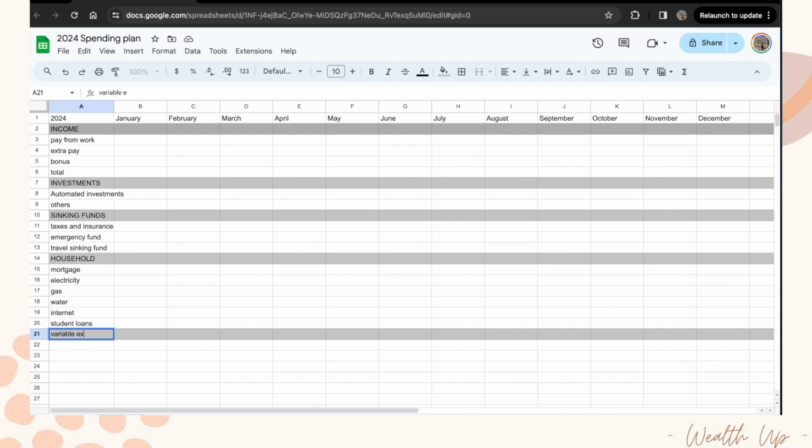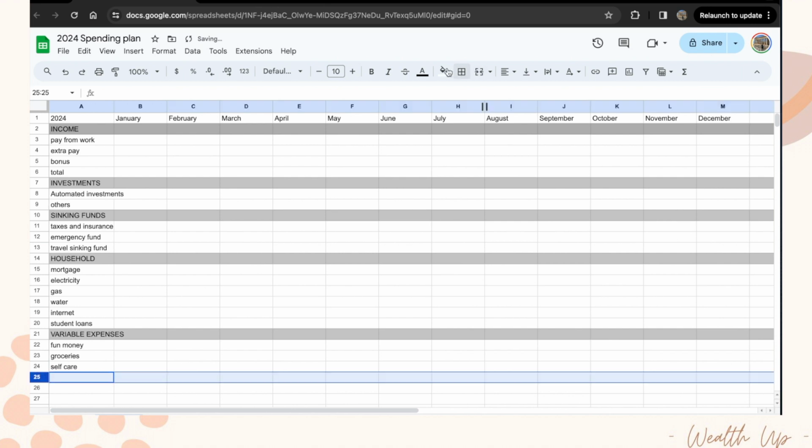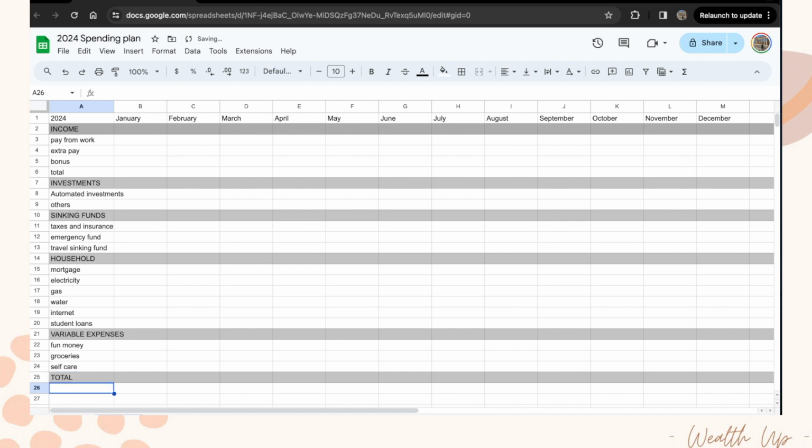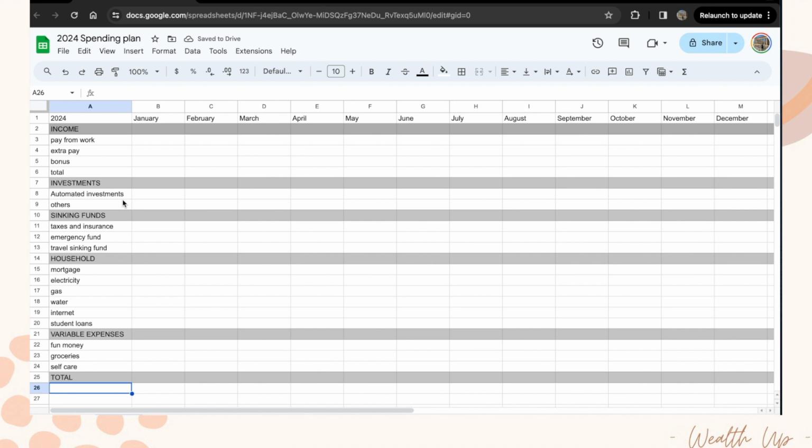And in the last section, I have my variable expenses. Here I have fun money, groceries, and self-care. And I'll add one row at the very end for the total. So these are all of the categories that I have. Of course, these will vary, so you can add the different categories depending on what your plan is for the year. But this is in general how I tend to structure my spending plan.